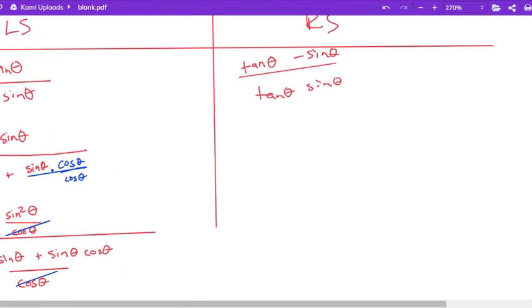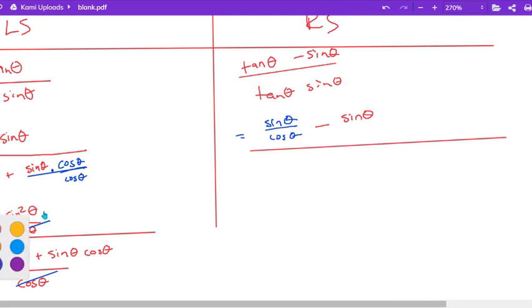All right, so first things first, we need to work with the tans using that quotient identity. So tan is sine theta over cos theta, minus sine theta, all over. And you'll see this actually looks quite similar to what we had on the other side. Once again, we're going to get sine squared.